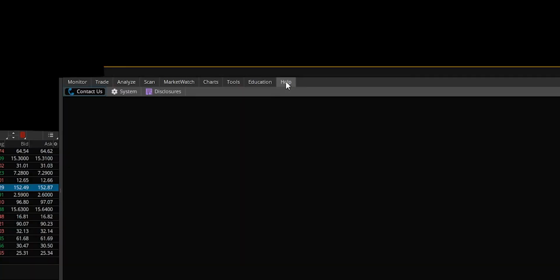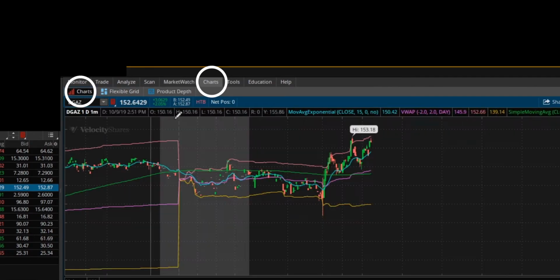Also, if you ever get lost in the sea of tabs that you don't know, the one you normally want is called charts. Next, I'm going to show you where you can find new stocks.